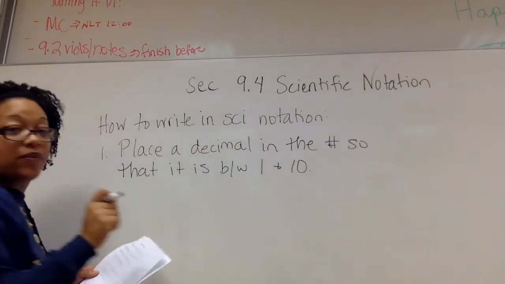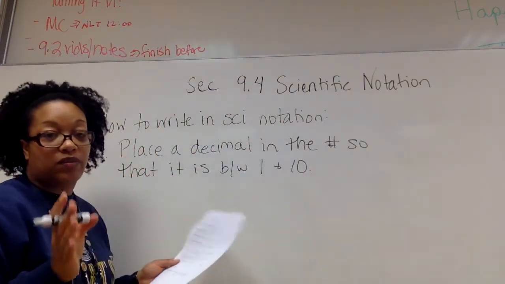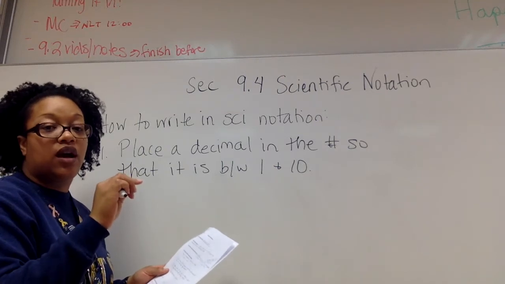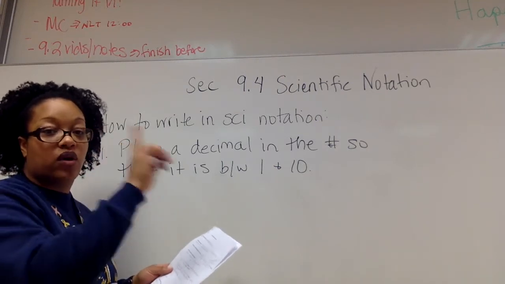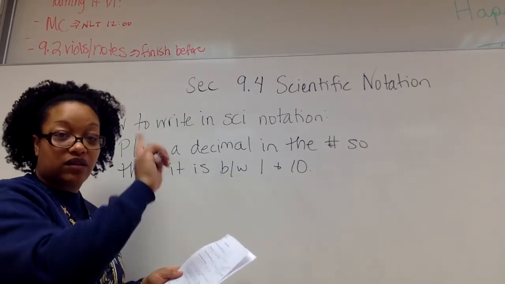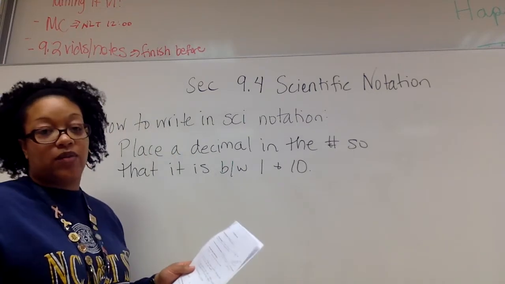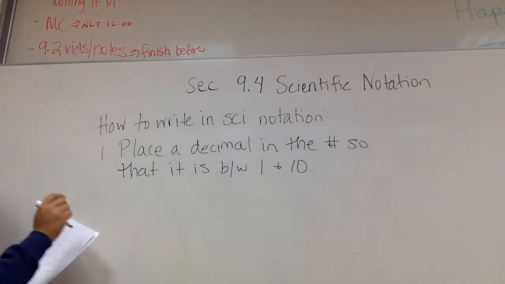So you're just going to pop the decimal there, wherever it is. That should be pretty easy. You're just going to move the decimal. So more than likely, you're going to have one digit in the front, like the 1, and the rest of the numbers will be in the back. So that's the first thing you're going to do.